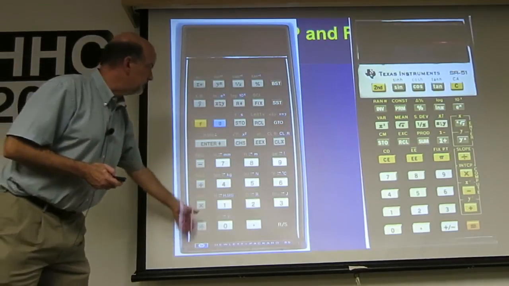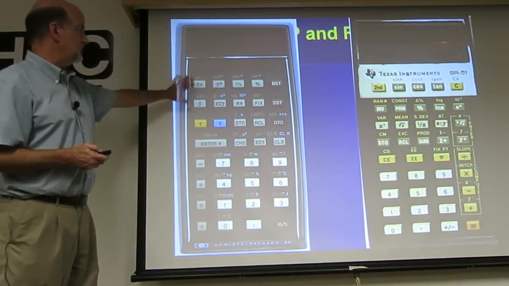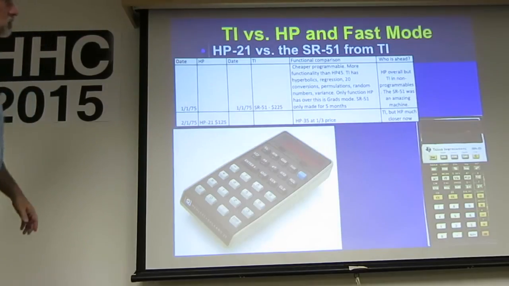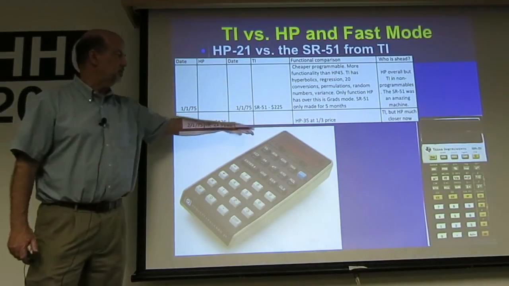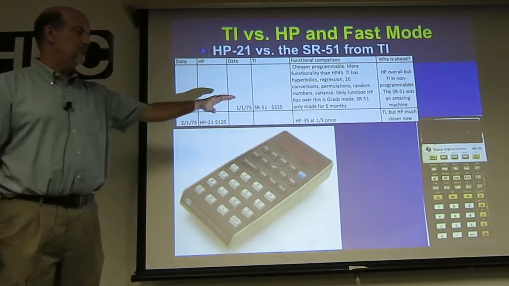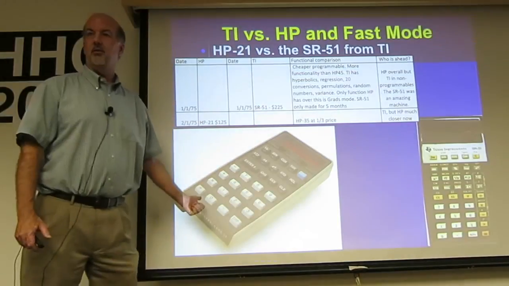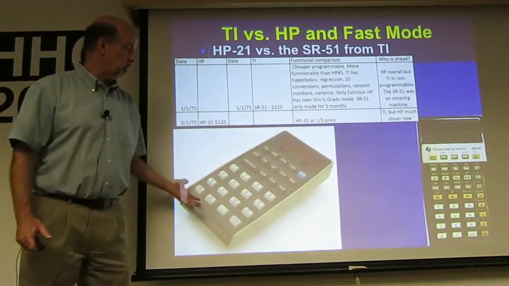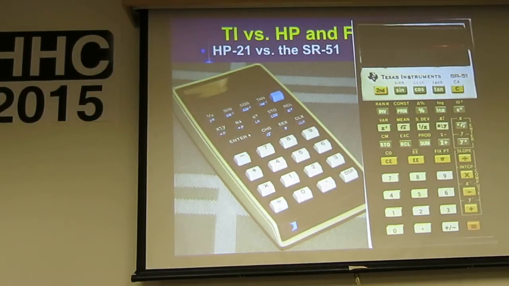Here's the 55. The 55 has the conversions, more or less, and a few other things. Of course, they're programmable, but a month later, HP returns serve with the HP 21, which is essentially the HP 35 at a third the price. So it's maybe TI, but this is $100 more than the 21. It's got more features than the 21, right? Another close-up here. More features than the 21.